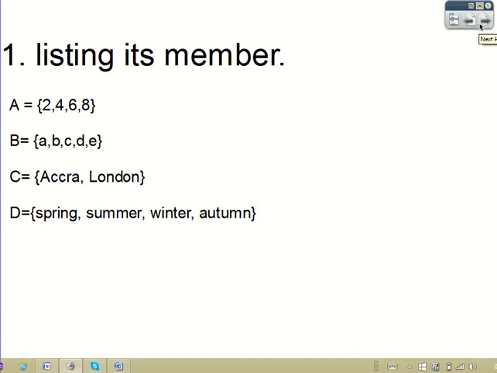Well, we said that the first way of describing a set was simply listing its members, meaning that we would write all the members of a set out. So in this case, set A are the numbers 2, 4, 6, and 8. We have listed them. Set B are the letters A, B, C, D, and E. Again, we have listed them. Set C are the words Accra and London. We have listed them. And set D are the seasons spring, summer, winter, and autumn. So we said that the first way of describing a set is simply by listing its members.